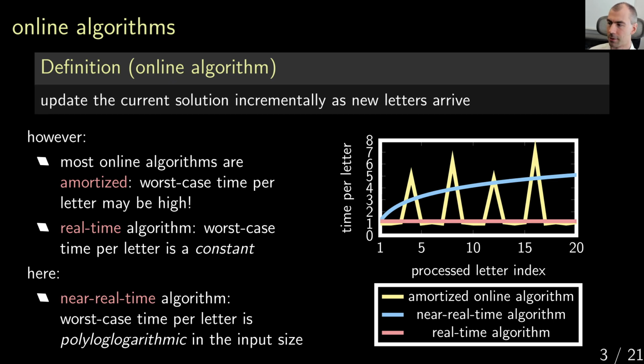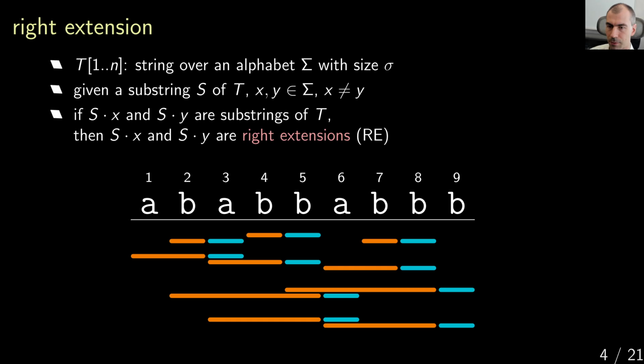Okay, what we want to do here is an online algorithm for sufficient sets, and we want to first introduce what sufficient sets are. And for that, we need two definitions. The first one is the right extension. So first we fix a string T of length n over an alphabet Sigma, and we use small sigma for the size of the alphabet. And then we look at any substring of the text and call it S, and we take two letters which are distinct. And if it happens that Sx and Sy are substrings of the text, then we call Sx and Sy right extensions.